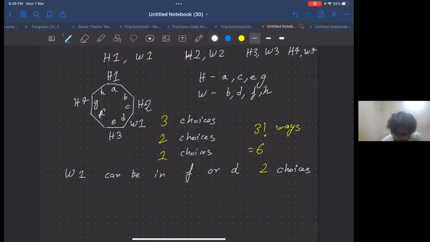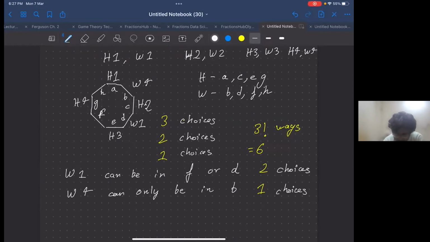Now see that H4 won't sit next to W4. So W4 had only two choices, B and D. Now that D is occupied, W4 can only be in seat B. So let's place her there, W4. And that is effectively one choice. So that is not a problem.